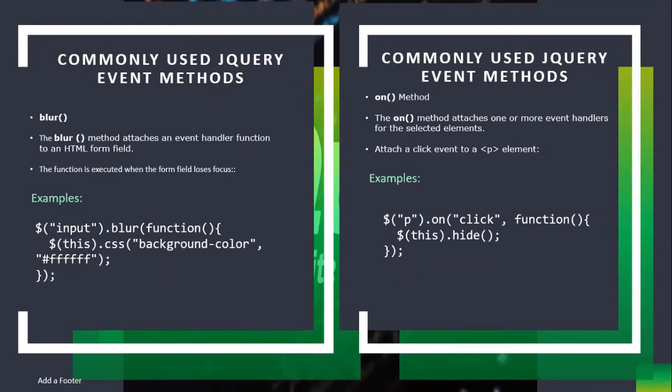So the next one is blur. The blur method attaches an event handler function to an HTML form field. The function is executed when the form field loses focus. So for example, we typed something in the input and then we leave, so the color will appear when we leave the input.